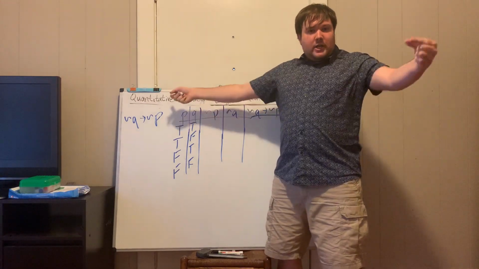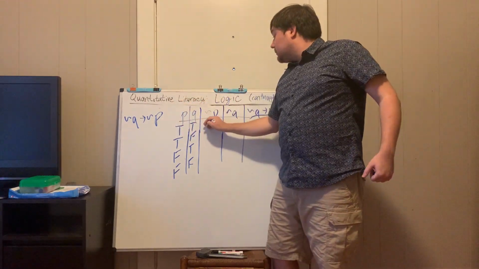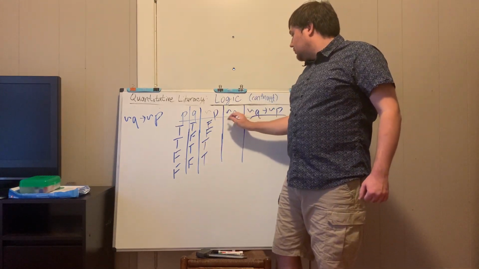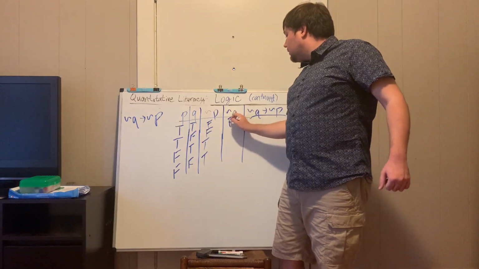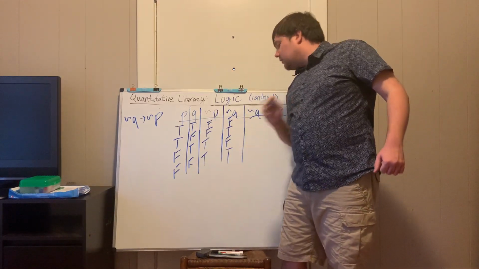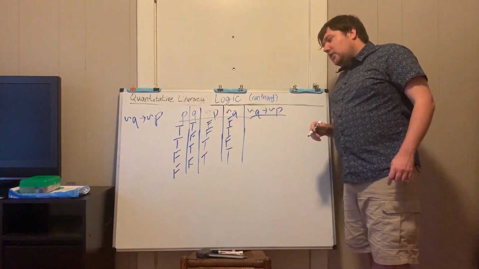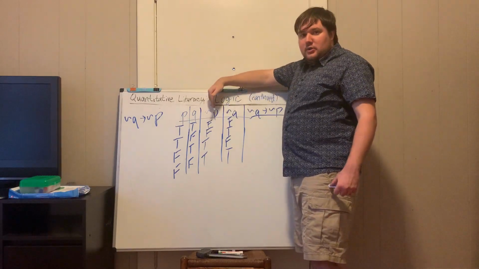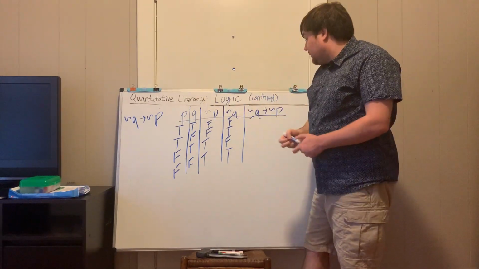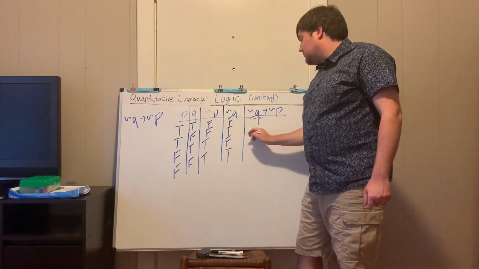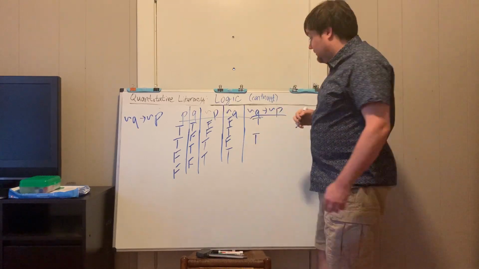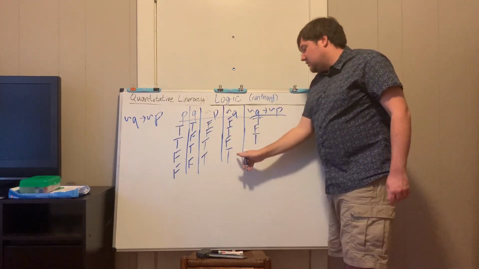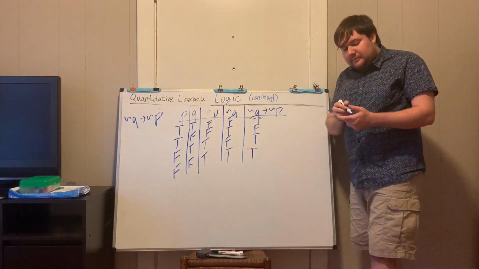Not P means switch the truth value for P. So we've got false, false, true, true. Not Q, switch the truth value for Q: false, true, false, true. And then not Q implies not P. Now you have to be very careful. You're going from this column to this column. If the original statement is false, then our overall statement is true. So that's going to take care of row 1 and row 3. True implies false is false. True implies true is true.